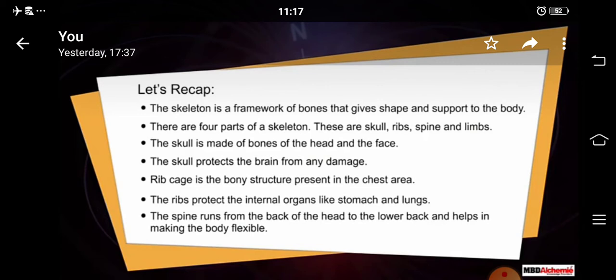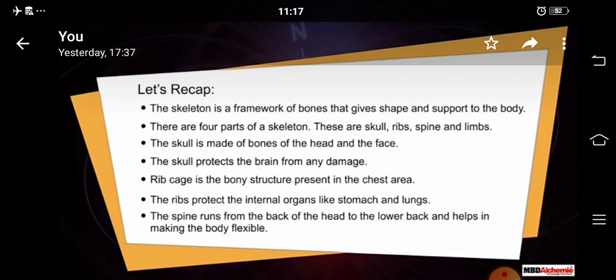Let's recap. The skeleton is a framework of bones that gives shape and support to the body. There are four parts of a skeleton. These are skull, ribs, spine, and limbs. The skull is made of bones of the head and the face. The skull protects the brain from any damage.